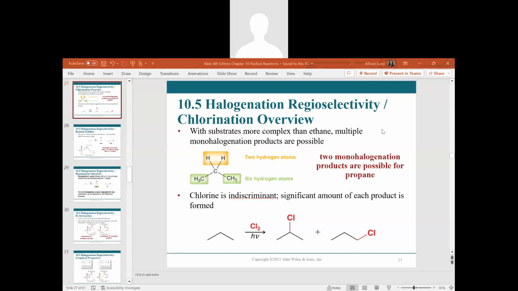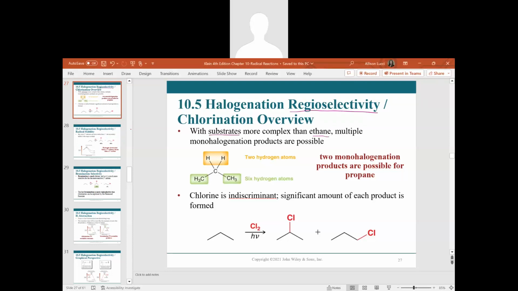In section 5, we're going to discuss the ratio selectivity regarding halogenation. So we're going to start with chlorination and look at what region, what area of the molecule will be halogenated, and I'll compare that later on to bromine. So substrates, if you recall, an alkyl halide, for example, is a type of substrate.